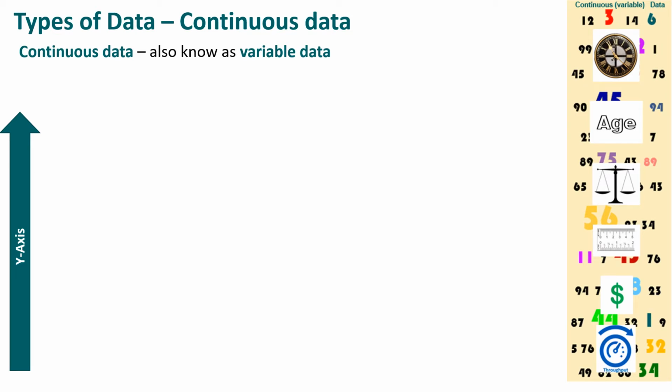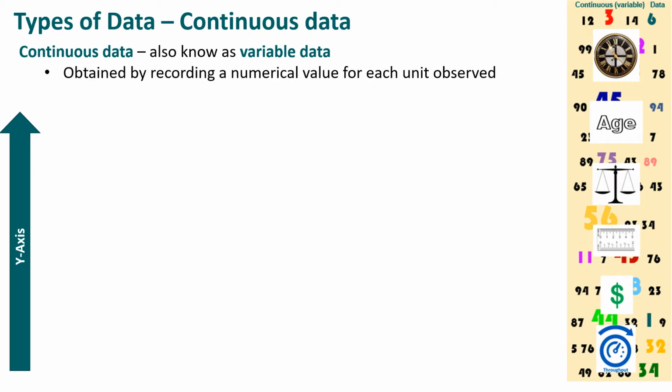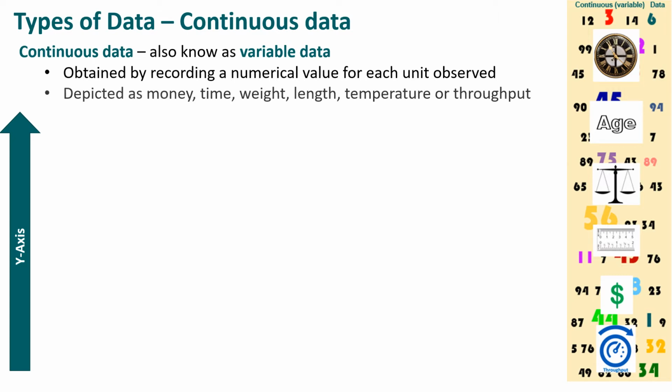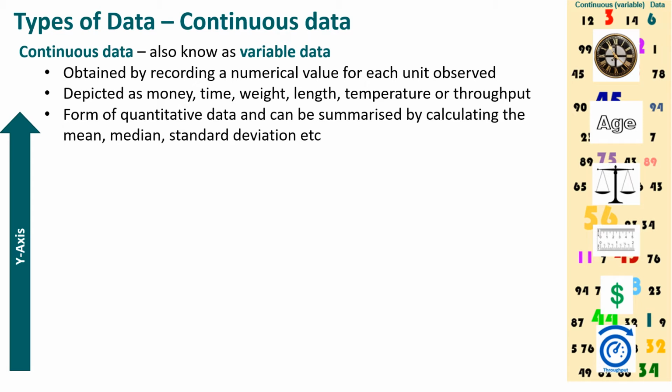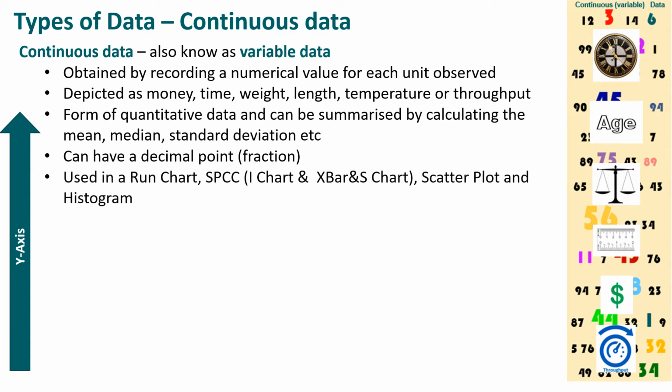Continuous data is also known as variable data. It's obtained by recording a numerical value for each unit observed. It's depicted as either money or time, such as hours, minutes, or weeks, weight, length, temperature, or throughput, such as the number of patients seen in an outpatient clinic. It's a form of quantitative data and can be summarized by calculating the mean, median, standard deviation, etc. It can have a decimal point, in other words, a fraction, and it's used in run charts, statistical process control charts, such as the I chart and the X bar and S chart. It's also used in scatter plots and in a histogram.